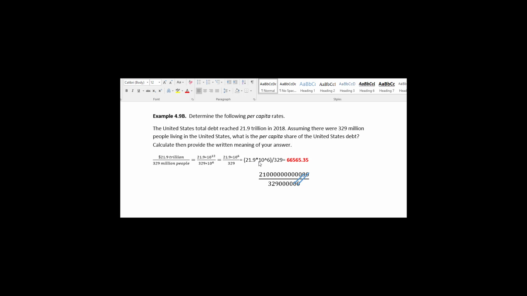I changed this into what you would put into your calculator. 21.9 times 10 to the 6 divided by 329. If you're not careful, if you don't use parentheses, it's going to take the 10 to the 6th power divided by 329, and then this might not work. So be very careful about the order of operations. This one probably would. But, so that's what I get.